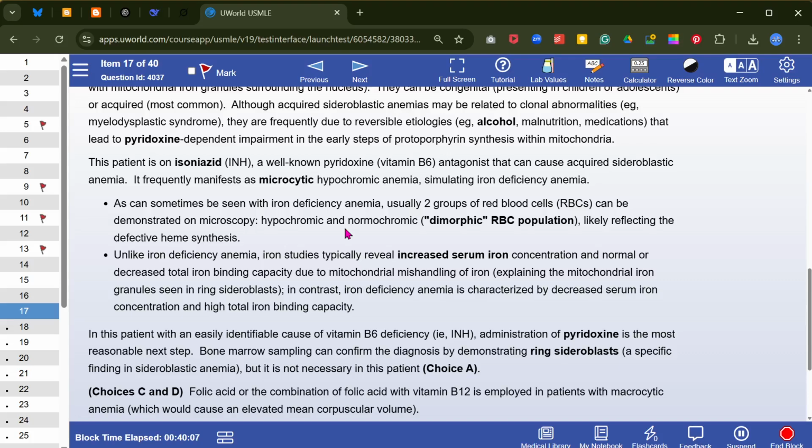Bone marrow sampling can confirm the diagnosis by demonstrating ring sideroblasts, a specific finding in sideroblastic anemia, but it is not necessary in this patient.